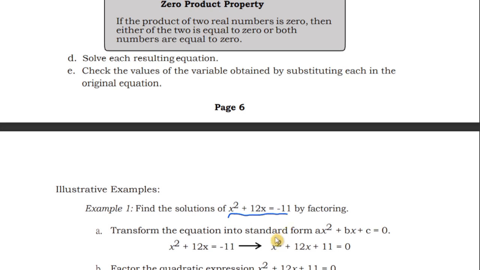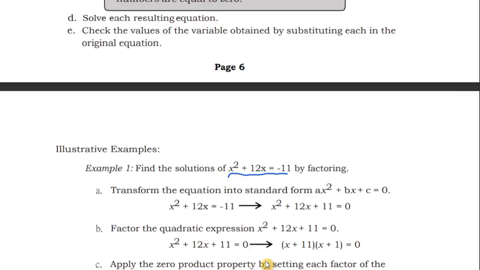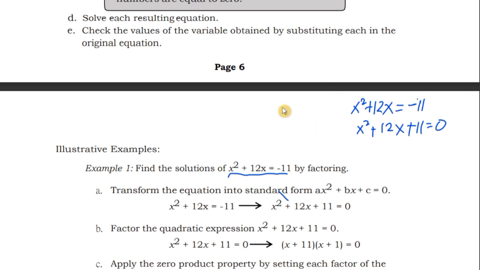Find the solution of x squared plus 12x is equal to negative 11 with the use of factoring. Since it is not in the standard form, we have to transpose that into standard form. So we now have, using the diamond method, A is 1, B is 12, C is 11.